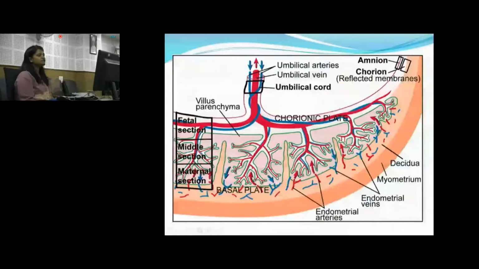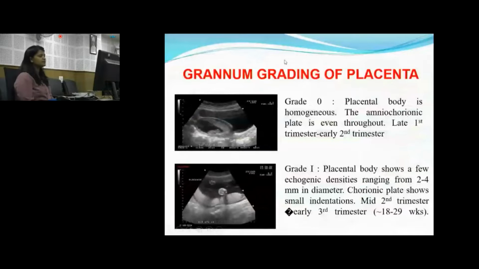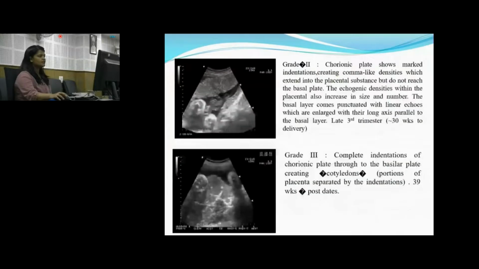Coming on to the Grannum grading of placenta, which tells about the age of the placenta when you look at the placenta through ultrasound. So grade 0 is given when the placental body is homogeneous and the amniochorionic plate is even throughout, and it's seen in the late first trimester and early second trimester. Grade 1 is when the placental body shows a few echogenic densities ranging from 2 to 4 mm in diameter. The chorionic plate shows small indentation, in mid-second trimester and early third trimester. Grade 2 is when the chorionic plate shows marked indentation which creates comma-like densities which extend into the placental substance but do not reach the basal plate.